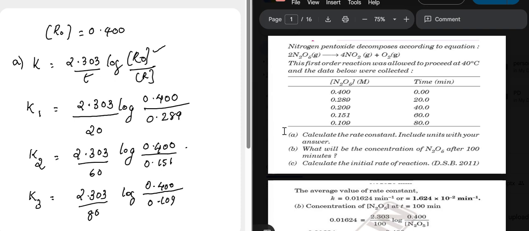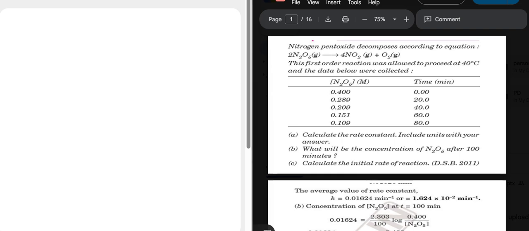Now the next question is, what will be the concentration of N2O5 after 100 minutes? So what do we have? From the first part of the question, the K value we got. Here the solution is given in the slide. The average K value we got is 1.624 into 10 raised to minus 2 per minute. Because it's a first order reaction, the unit will be time inverse. Time over here is in minutes, so minute inverse. So we have the K value.